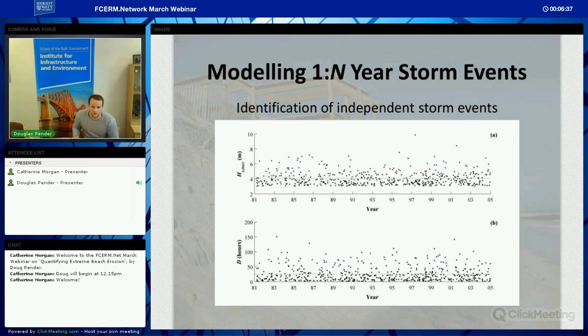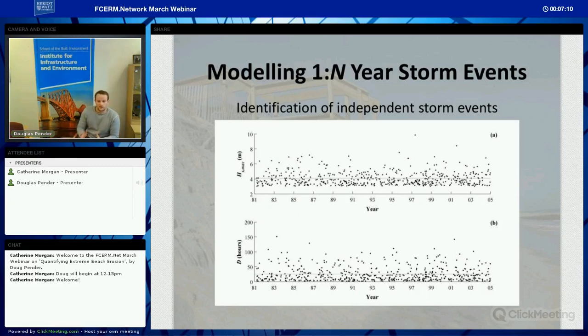So the first thing you have to do to do that is to identify all the independent storm events in the wave data time series. So for Narrabeen Beach, this is what we have here. This is the peak wave height of all the storm events. Oh no, sorry, we're having a bit of a problem with the animations in some of the slides. So there should have been a figure here explaining what an independent storm event is.